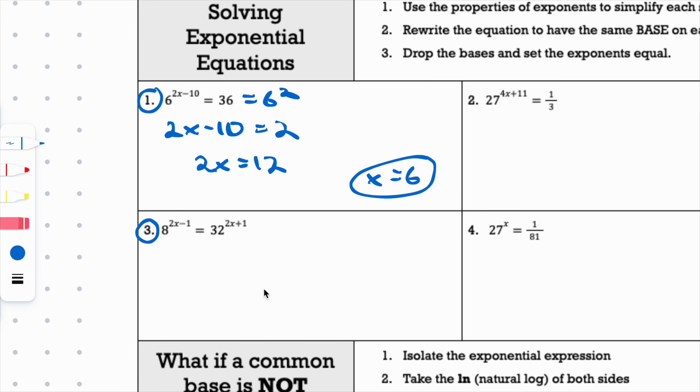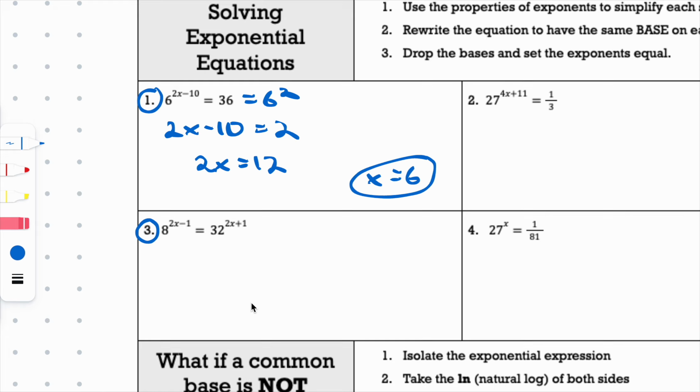In this third problem, we see that we have exponential expressions on both sides. And we're going to talk about how we would go about that. We look at our bases. We have 8 and we have 32. What we need to do to find a common base is think about, can I raise something to a power, and when I raise that base to some power, I can get both 8 and 32.